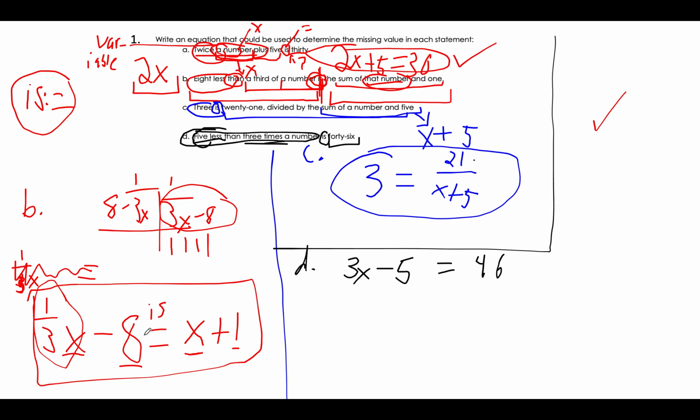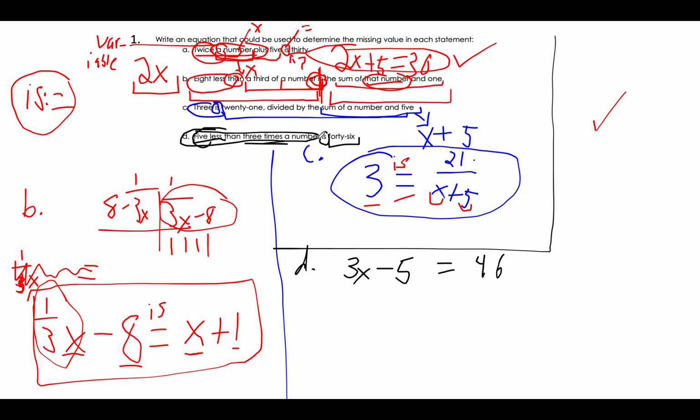So that's what we got, 1/3 x minus 8 equals x plus 1. For C, it says 3 is 21 divided by the sum of a number and 5. So we have 3 is, that's why we have the 3 equals 21 divided by the sum of a number, that's our number, and the sum of that and 5. And 21 is going to be divided by that, so that's what we get, 3 equals 21 over x plus 5.